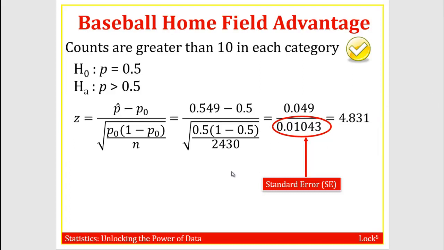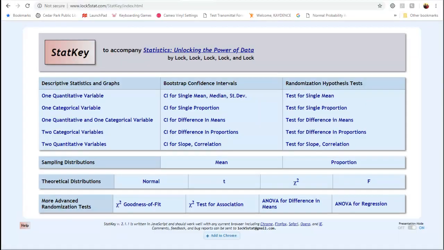Now we use the test statistic to help us find the p-value, and we do that using the normal distribution. Because p hat follows approximately a normal distribution, we can use areas under the normal distribution curve to help us figure out the p-value. So to do that, I'm going to go into StatKey.